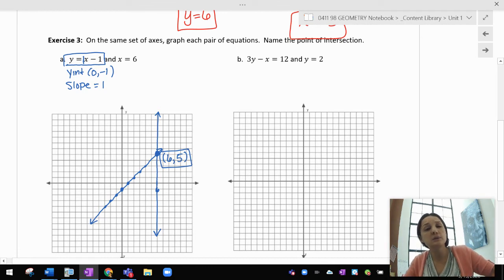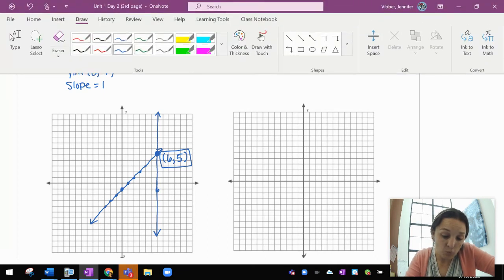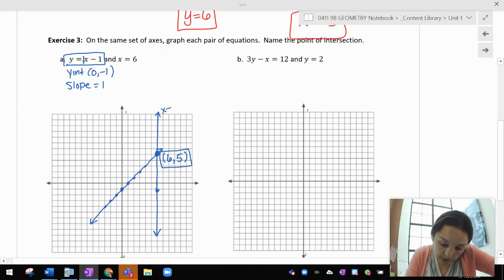And I'm done. Wait, no, I'm not. When you graph lines on a picture, you have to label the lines with their equations, especially if you have more than one equation on one graph. So I would want to come back here and say that this is x equals 6, and this is y equals x minus 1. Now I'm good.